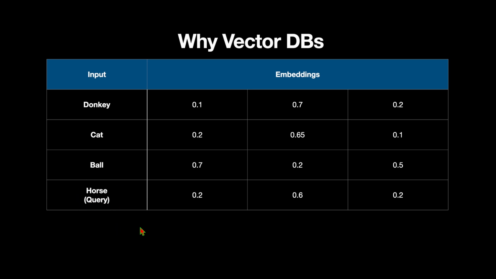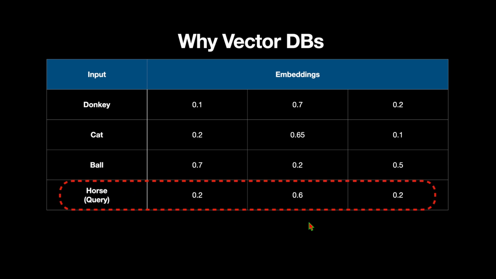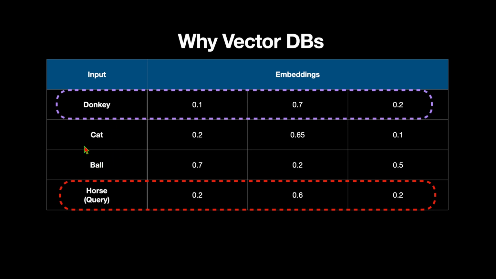If it's a traditional relational DB, and let's say we have a table as embedding, let the user query for horse. The relational DB searches for the exact match for the query and finds that there is no horse in the database. We only have donkey, cat, and ball. So it doesn't return any records. But a vector DB, on the other hand, looks at the semantic similarity between the data in the record and finds that a donkey is much closer to a horse. So it returns donkey. So this is where the vector DBs come in.